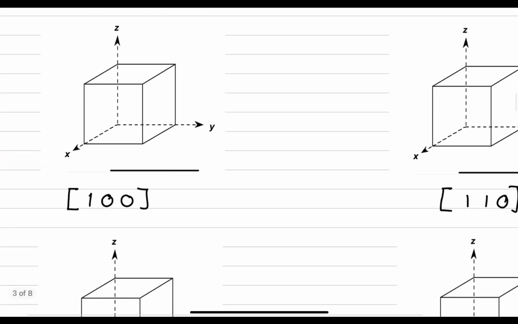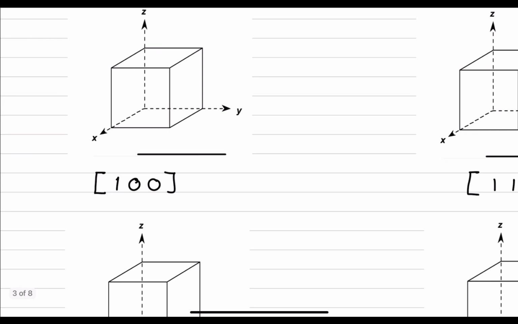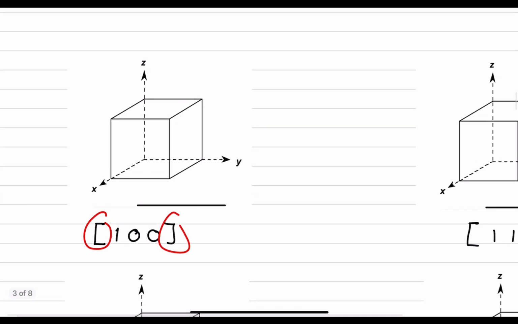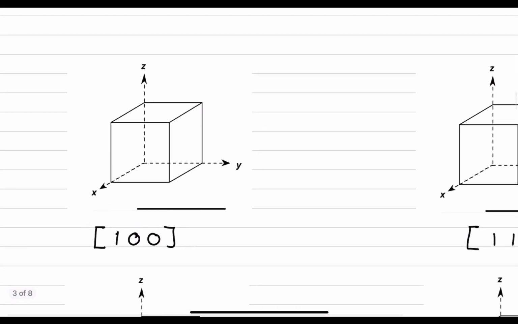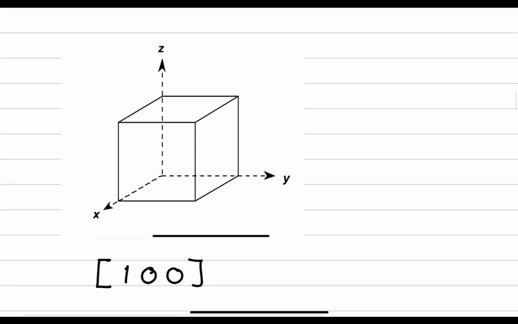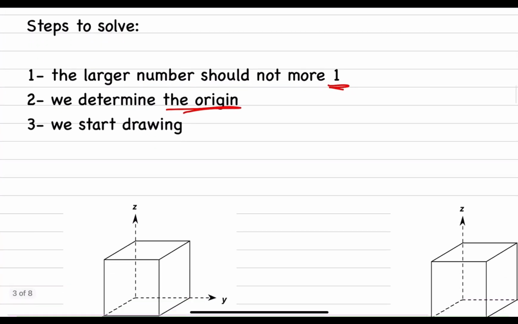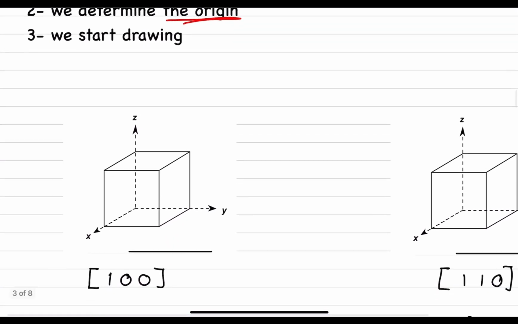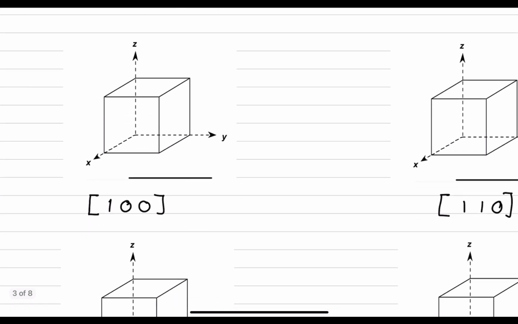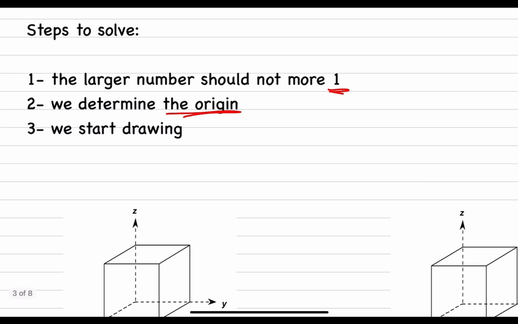Please make sure this bracket means that it is a direction, because we will have another bracket that is used when we draw a plane. So I will highlight this point. We will start with [100]. For the first step, the larger number is 1. We don't have more than 1, so we will skip this step.